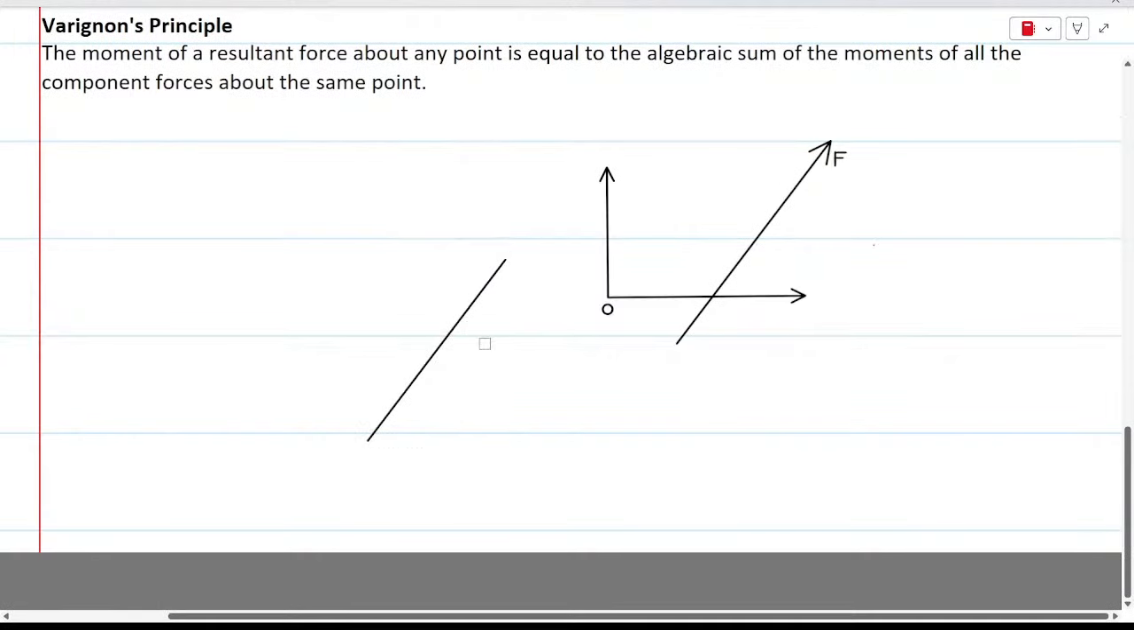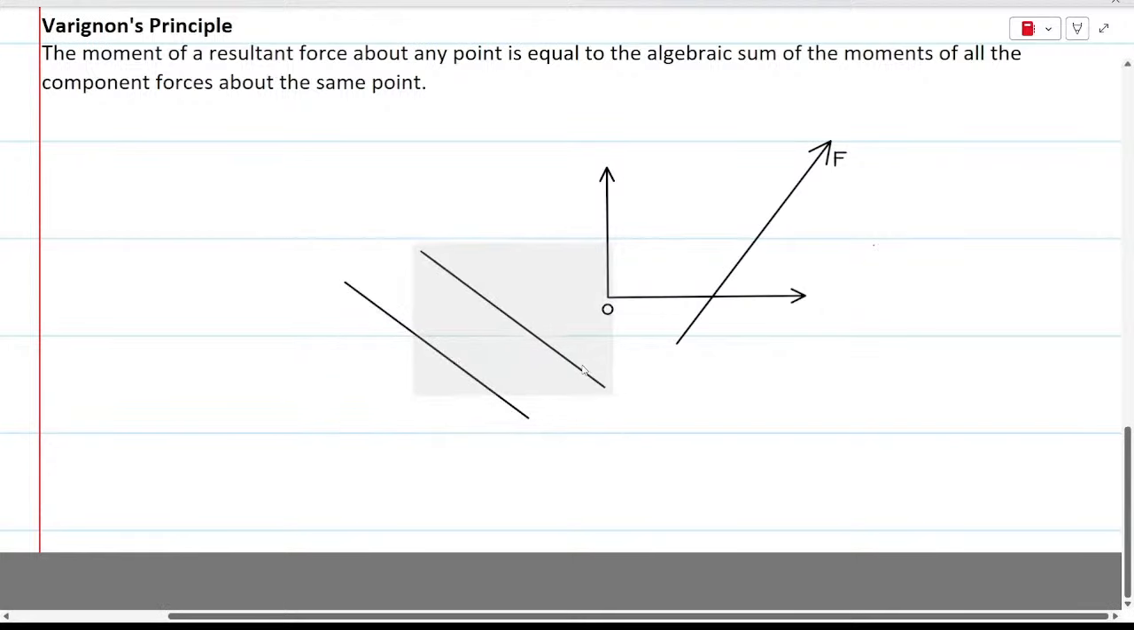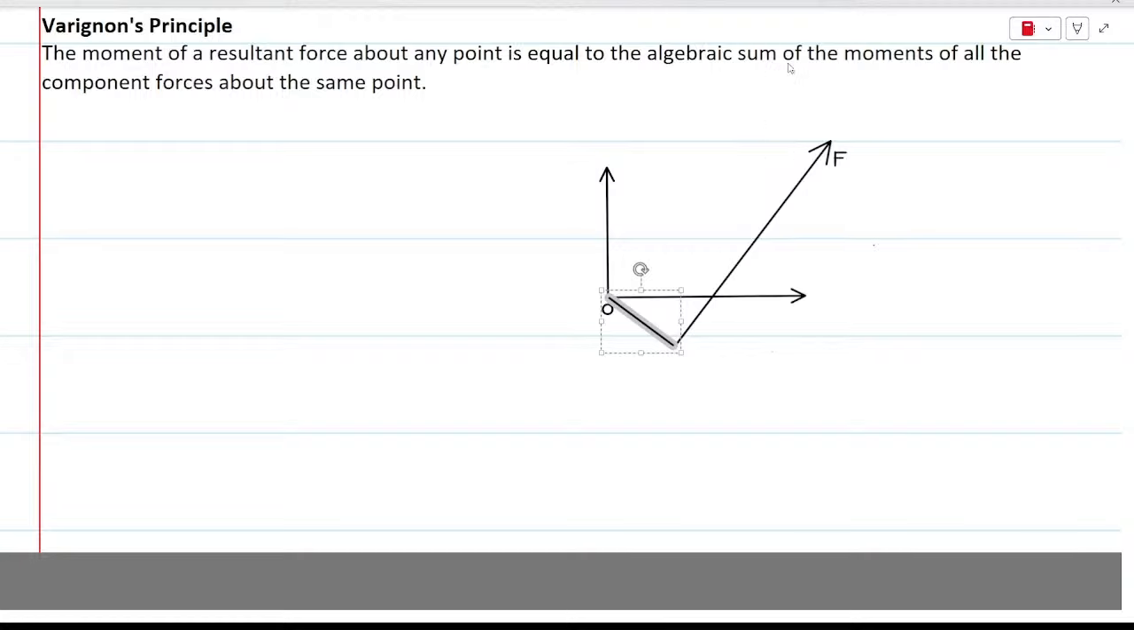So the perpendicular distance, for that I need to rotate it by 90 degrees, and it has to pass through point O. This would be the perpendicular distance. Let me change the color. This is the perpendicular distance. So let's call this distance A. So the moment about O is equal to F into OA.